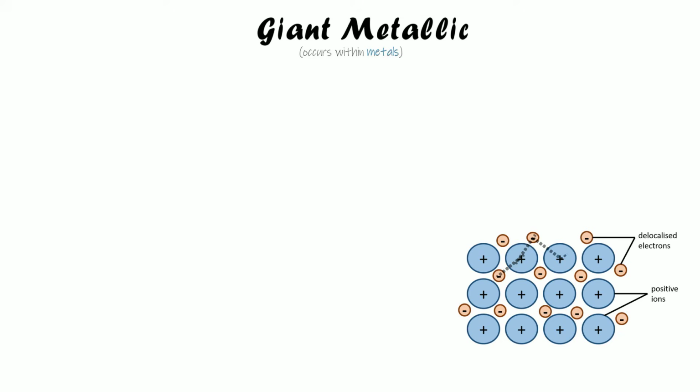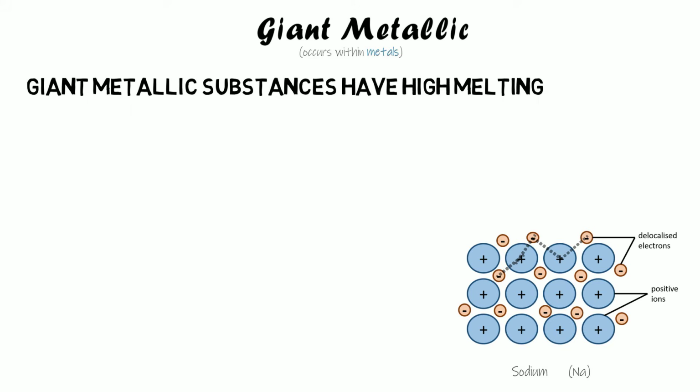So those dotted lines are your metallic bonds. It's just an attraction between the positive ion and the negative delocalized electron. So this could be an example of the structure of sodium. These giant metallic substances have got high melting points. You have to get them really hot before they melt, and that means that they're going to be solids at room temperature, the only exception being mercury.